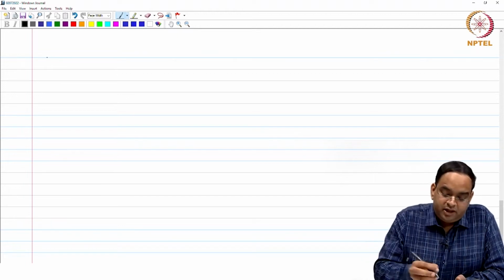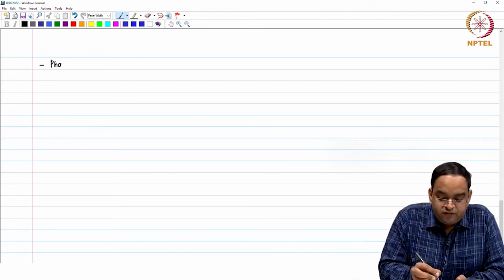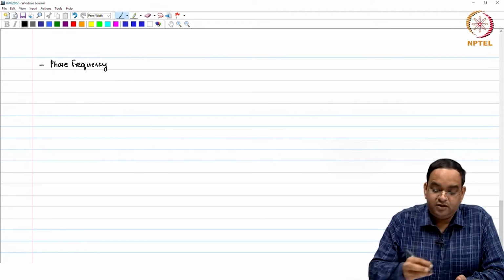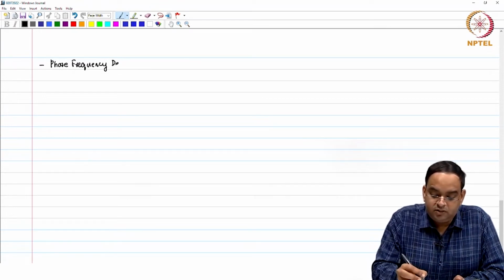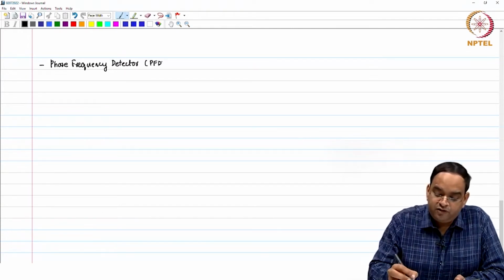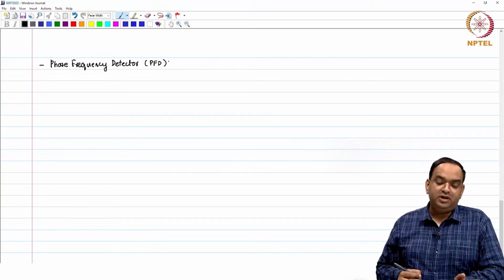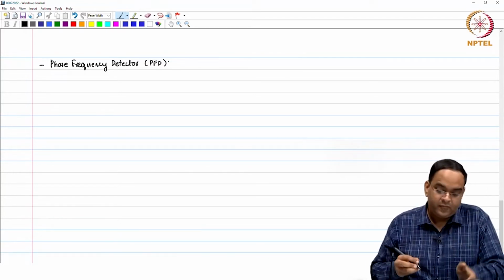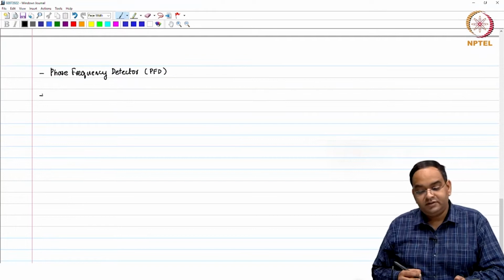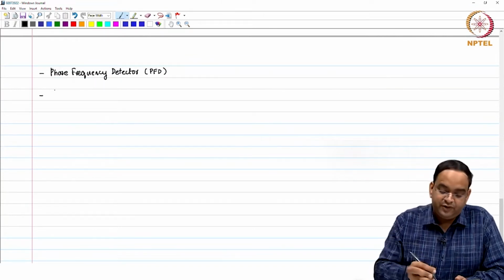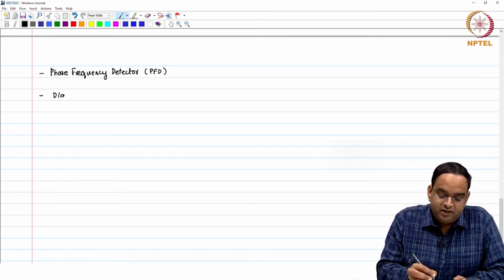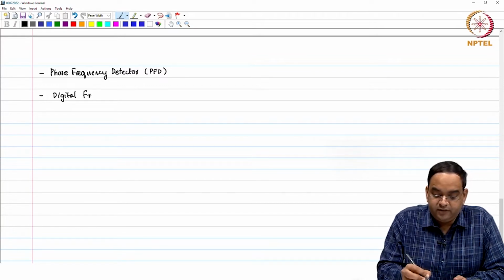Welcome to this session. In the previous session, we talked about the phase frequency detector, whose average output voltage was proportional to the phase error, and in the presence of frequency error also, the average output voltage of the PFD has the correct sign for the given frequency error. Now, there are other blocks which can also detect the frequency, other methods for frequency acquisition. These are digital frequency detectors.